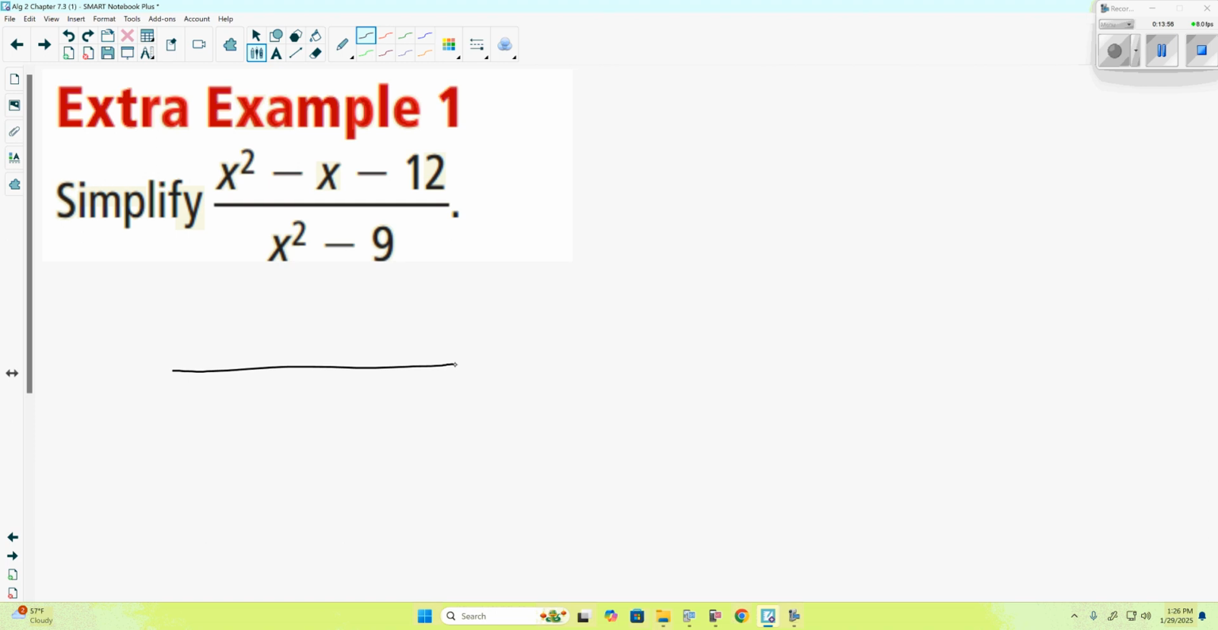Which one do we want to factor first? X squared minus x minus 12 or x squared minus 9? Okay, x squared minus 9, we'll factor it first. X plus 3, x minus 3. Because that's, again, our difference of perfect squares. And it's helpful because it is telling us that one of the numerators is going to either be x plus 3 or x minus 3. Because if it's not either one of those, it doesn't simplify. It's as simplified as it gets.